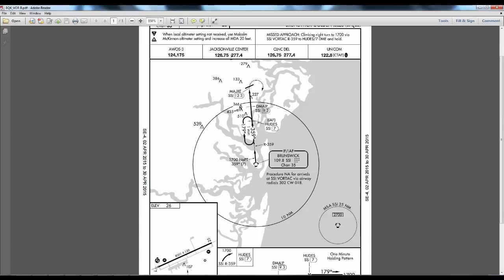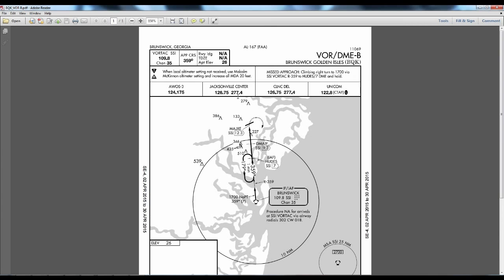I can't stress it enough that you need to read these, not just the ones I've shown here, which are the approaches for Brunswick Golden Isles and Brunswick-McKinnon in Brunswick, Georgia. You also need to look at other airports, say Atlanta, Jacksonville, St. Augustine, or go as far over as SoCal, LA, Santa Monica, Van Nuys, Dallas, New York, any of those. Just look at them. These are in a standard format, so they're the same, but each one has differences.